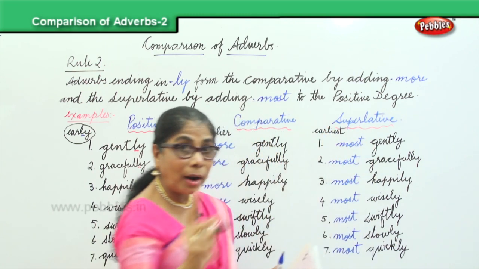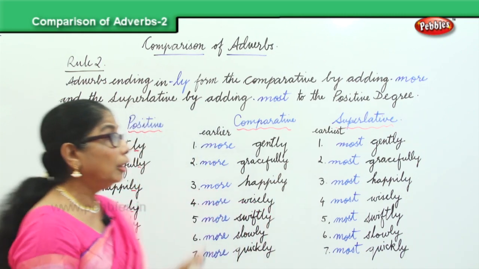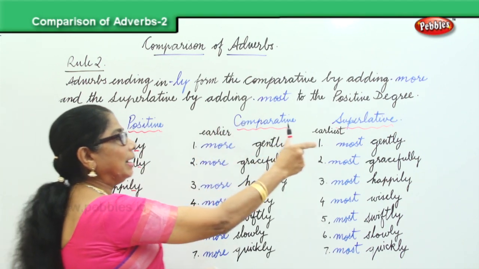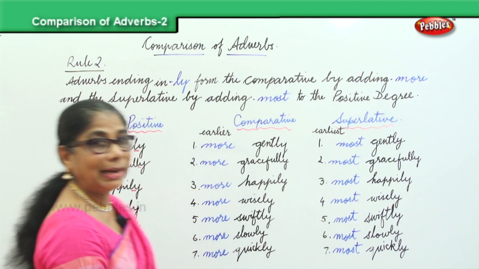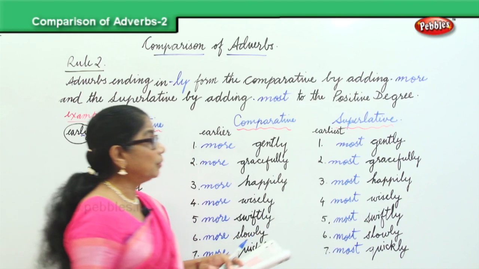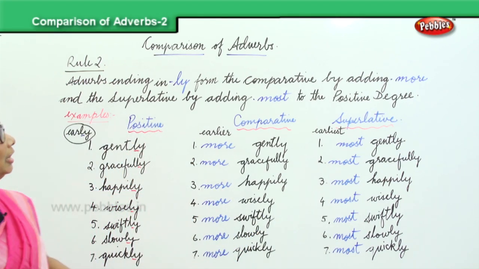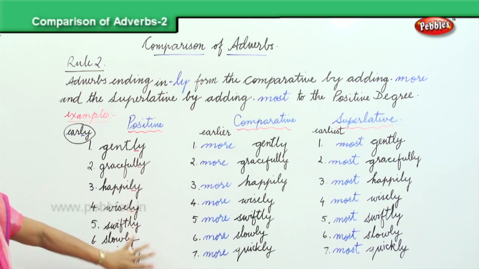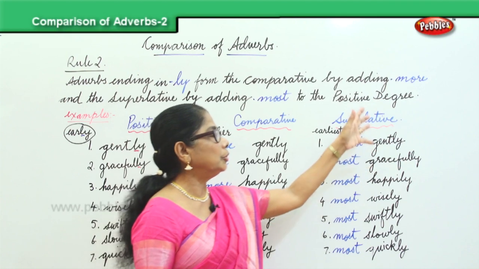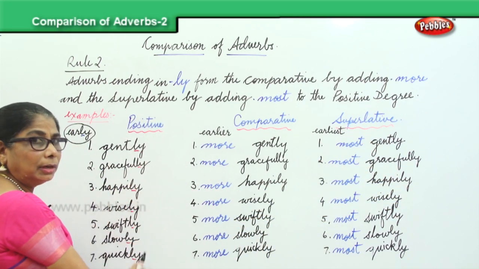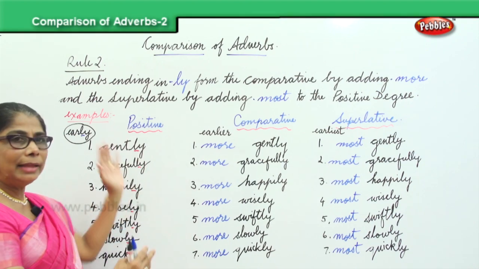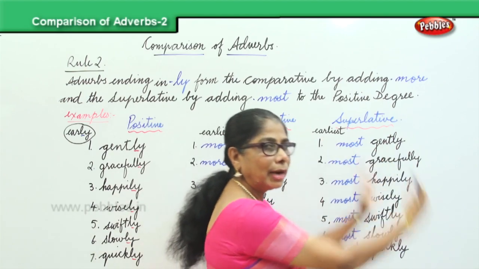Only one exception to the rule. Though it ends in ly, the comparative is formed differently and the superlative is formed differently. Early, earlier, earliest. So only that one small change. Otherwise, in adverbs ending in ly, you simply add more for the comparative and most for the superlative. So you write more and then the positive degree, most and then the positive degree.